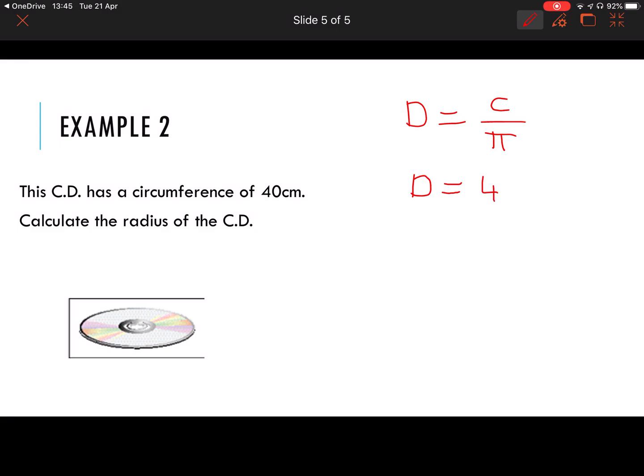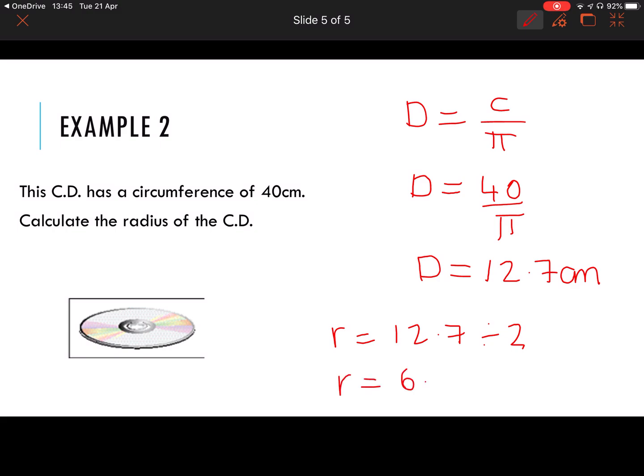So the circumference this time is 40. Popping that into our calculator, and again, if the circumference is measured in centimetres, that shows the diameter. We know the radius is half the length of the diameter. So I want to do 12.7 divided by 2. So our radius is going to be 6.35 centimetres. Okay, this doesn't really get any more difficult than that.